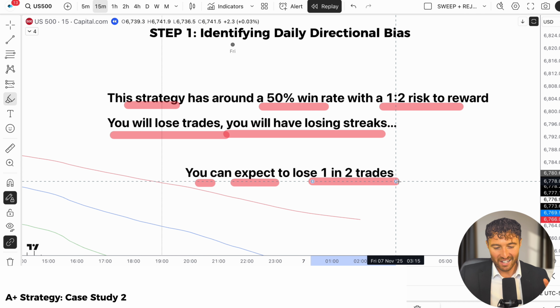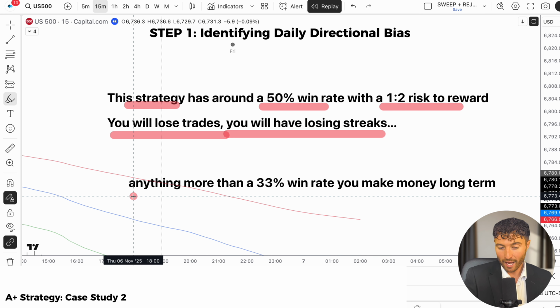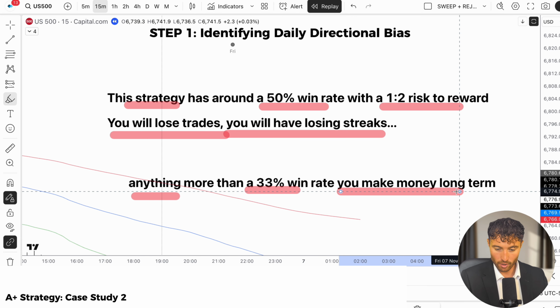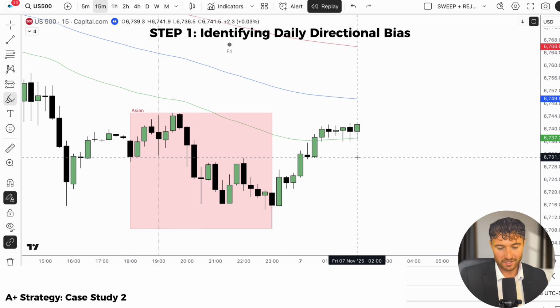So I want to make it very clear, this is not the holy grail system. You're going to have losing trades. You're going to have winning streaks. You're going to have losing streaks. And so anything more than a 33% win rate, you make money long term. So now let's break this trade down, the second trade case study.